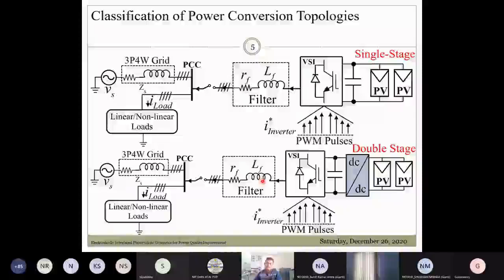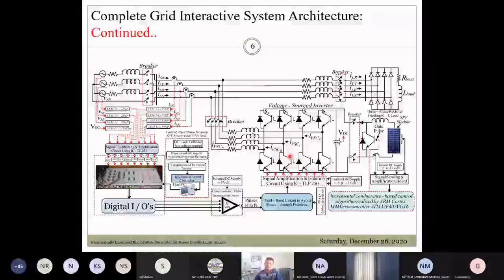Thereafter, this is the complete system architecture. So in this case, I'll primarily emphasize how to develop or implement a control algorithm in a DSpace. So firstly, you need to sense the three-phase instantaneous voltages. To sense that, in this case, I have used the LEM make LV25 sensor.